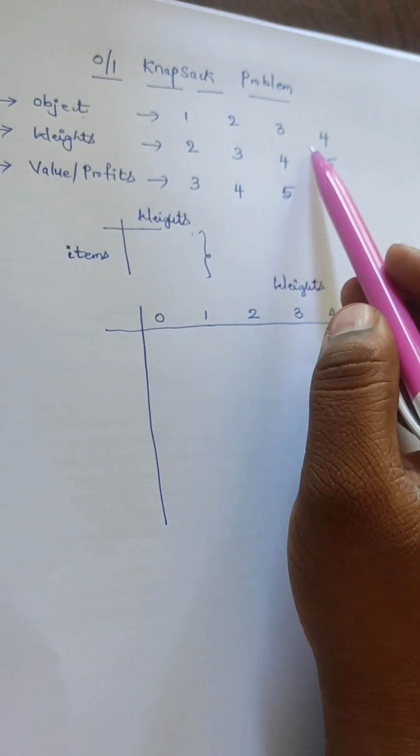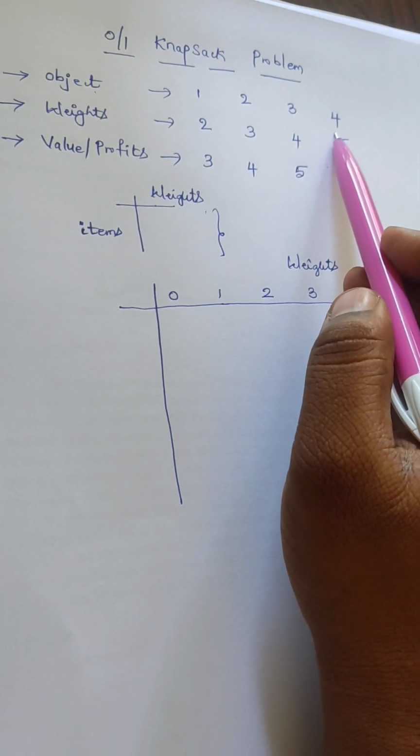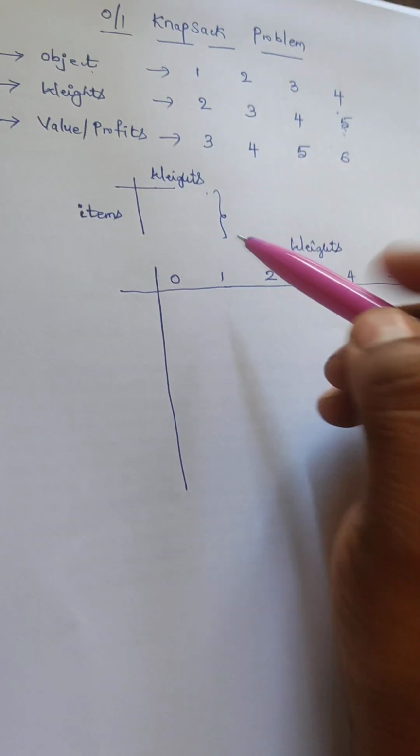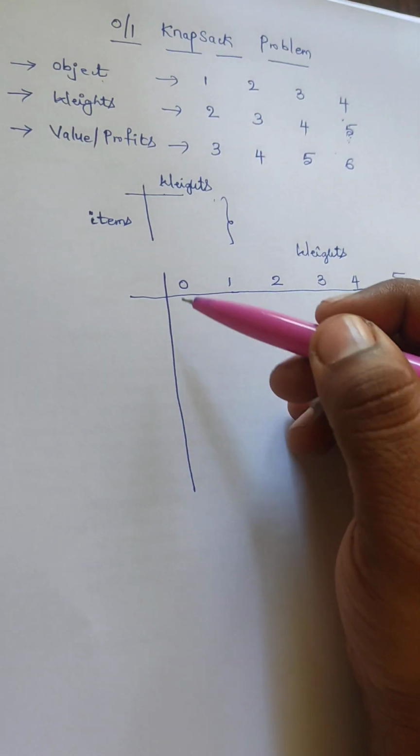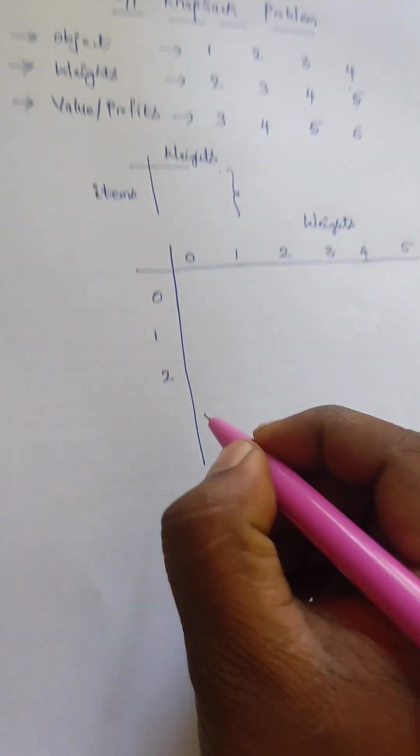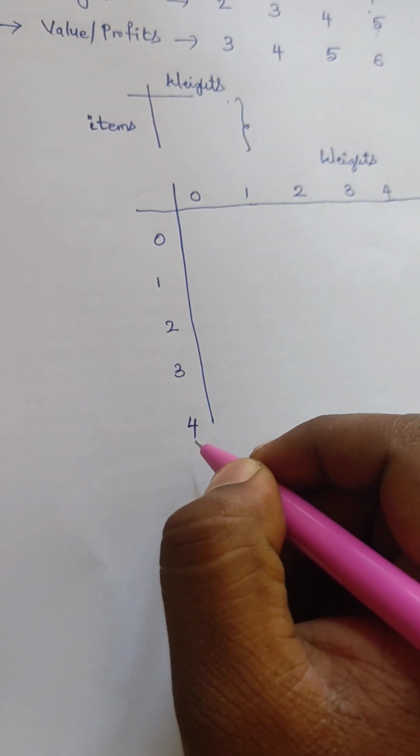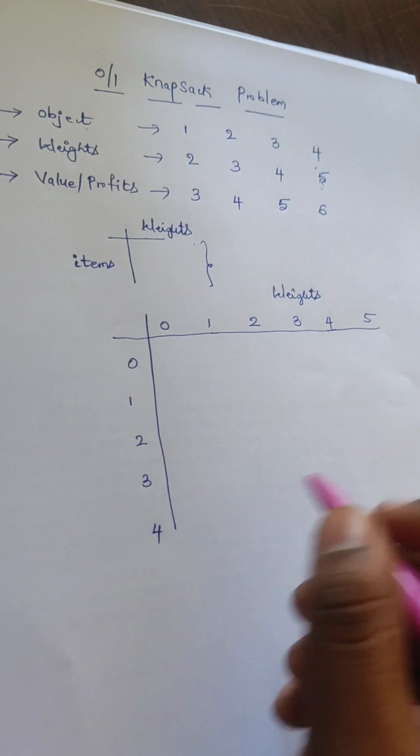The next thing is the number of objects. The maximum number of objects is 4, and the minimum always starts from 0. So for the items we take 0, 1, 2, 3 and 4, because 4 is the maximum number of objects in this example.